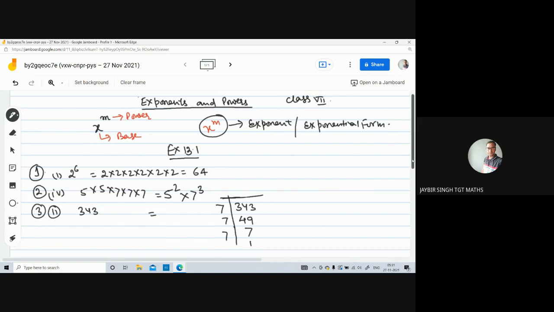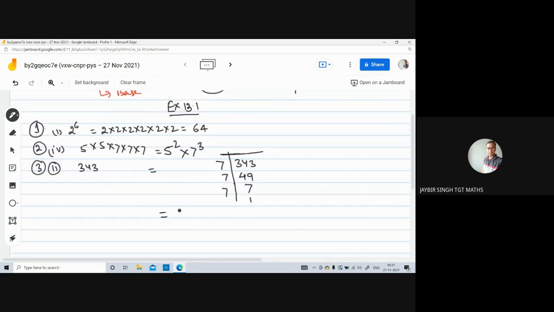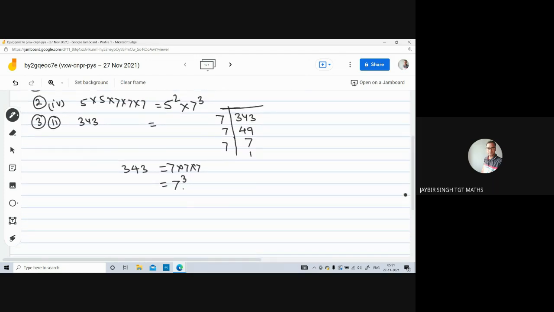So 343 can be written as 7 into 7 into 7, or moreover we can write it as 7 to the power 3. All parts of question number 3 are like this.